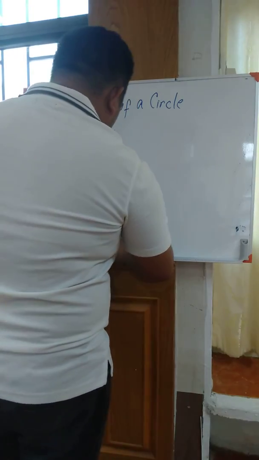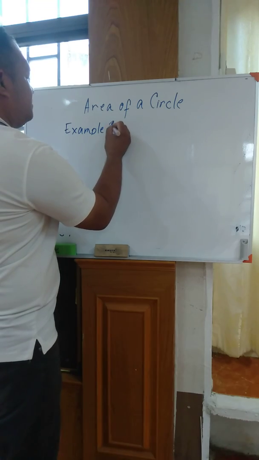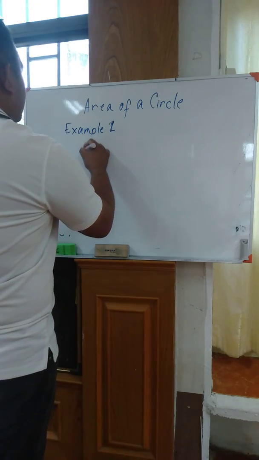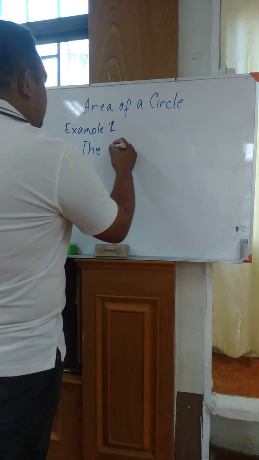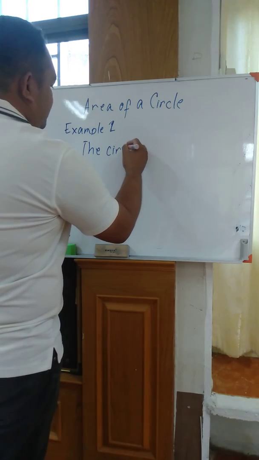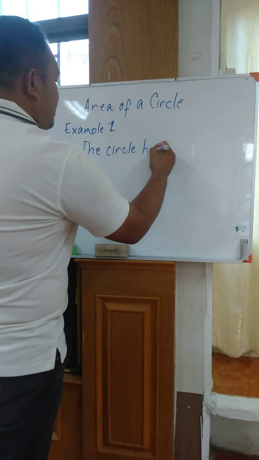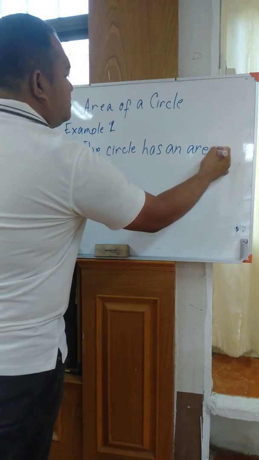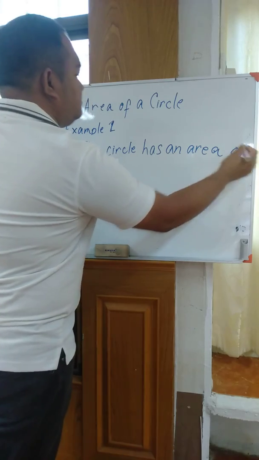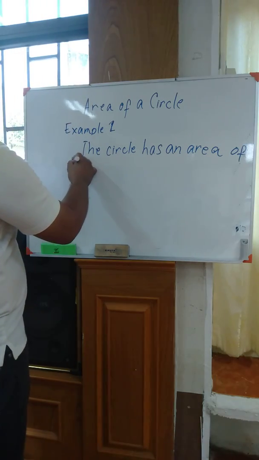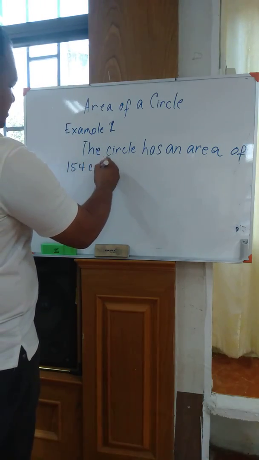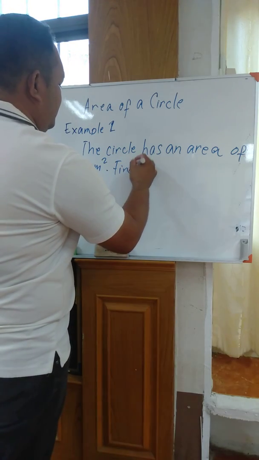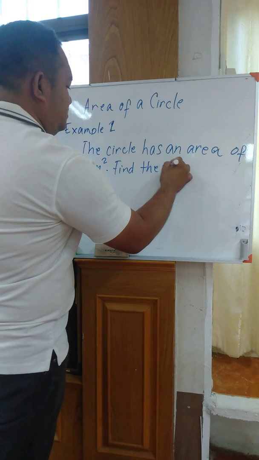So, in our example number 2, our given now is, so, the circle has an area of 154 centimeters squared. Find the radius.